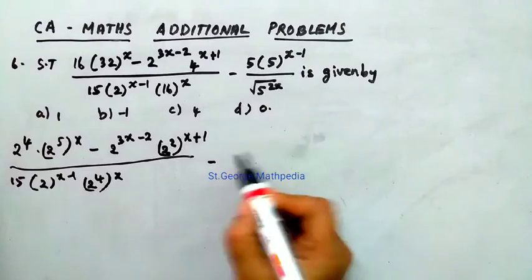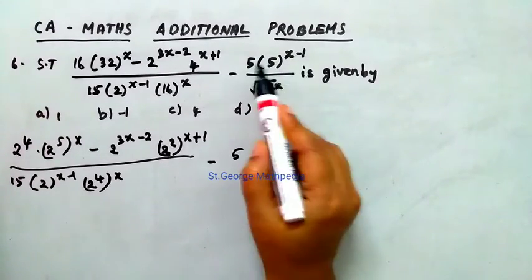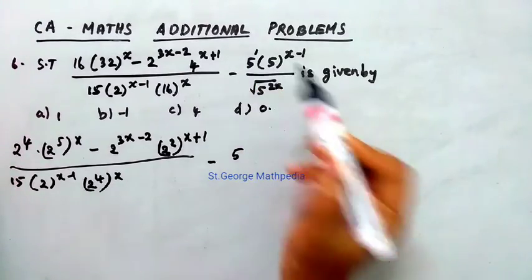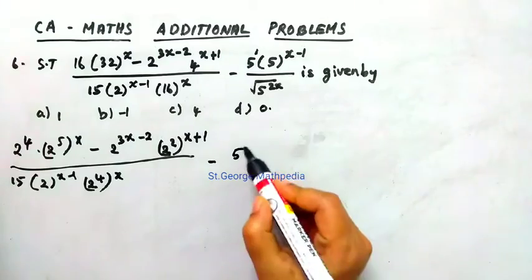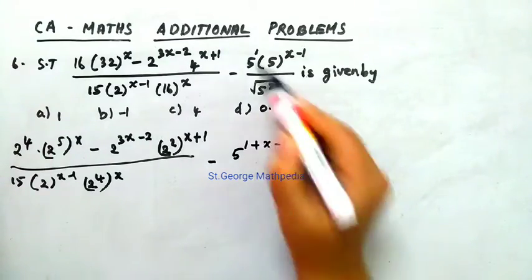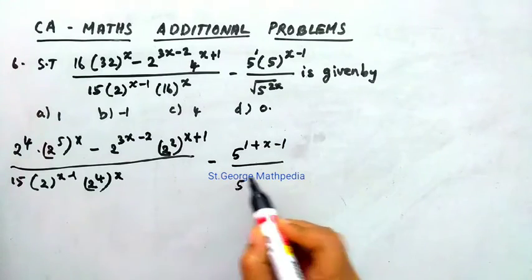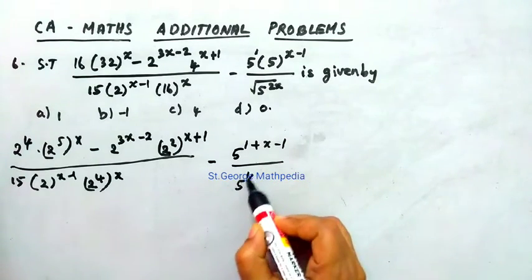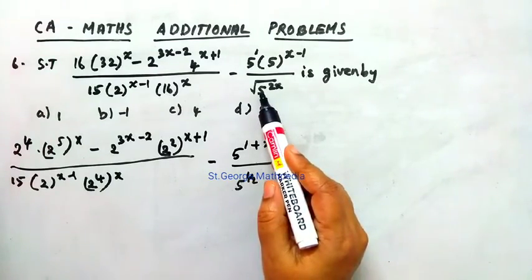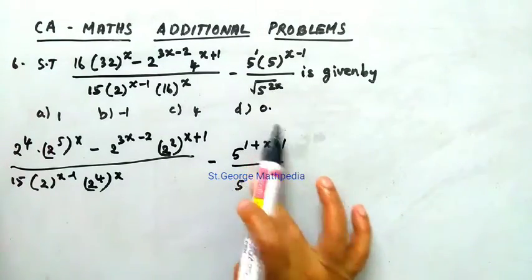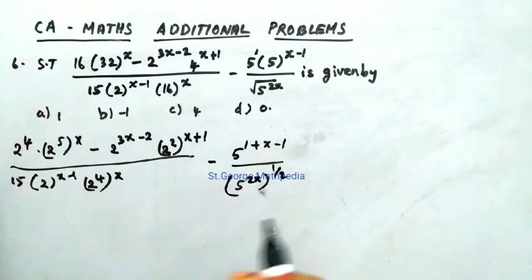Here this is 5 into 5 to the power x minus 1. So your base is same. 5 means it is 5 to the power 1. The terms are in multiplication, so you can add the power, right? 1 plus x minus 1, divided by root 5. You can write it as 5 to the power of 1 by 2. Root 5 is 5 to the power of 1 by 2. And it is 5 to the power of 2x, 5 to the power 2x to the power 1 by 2.